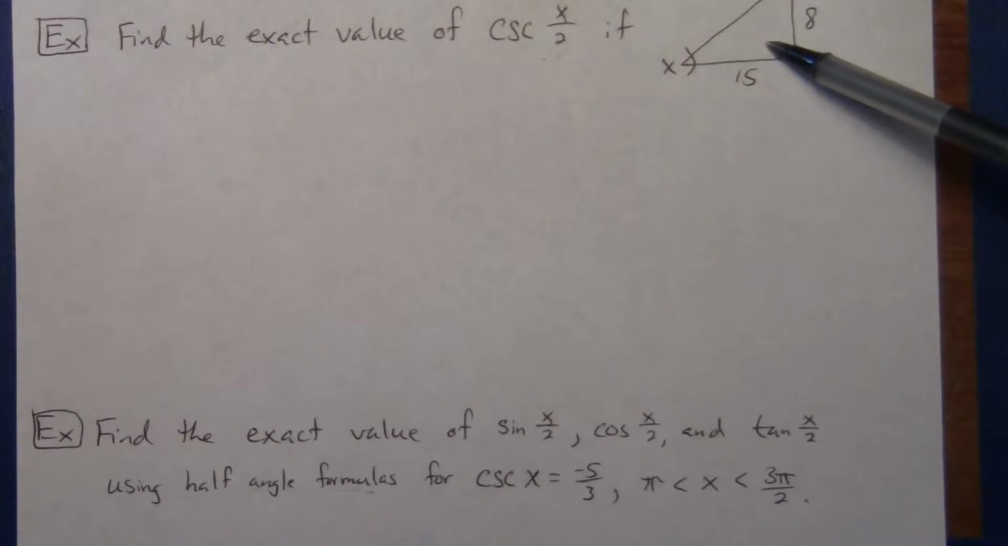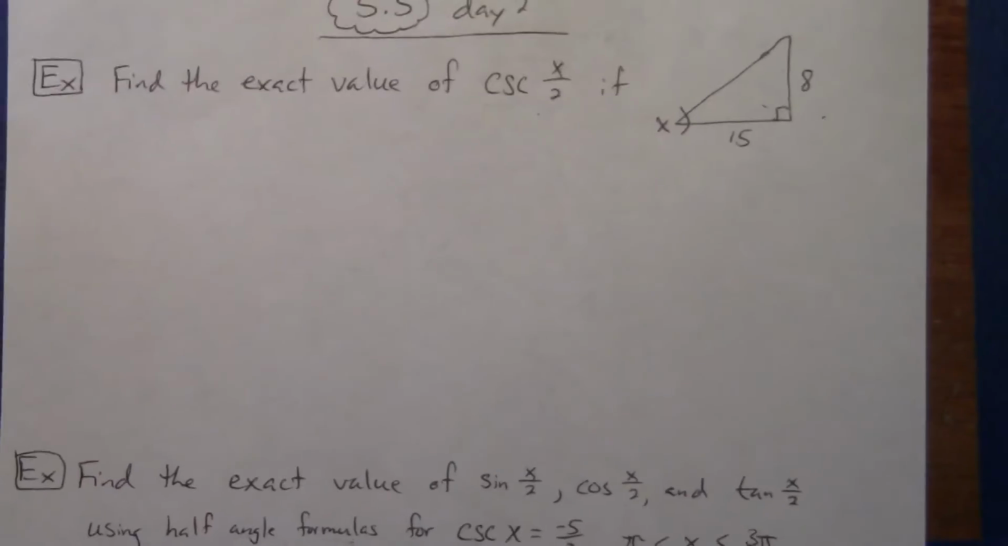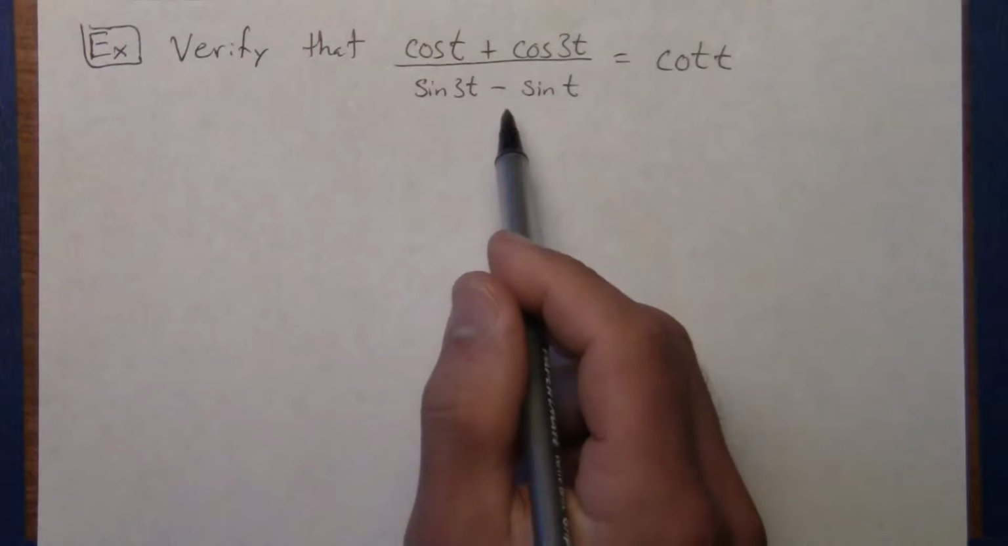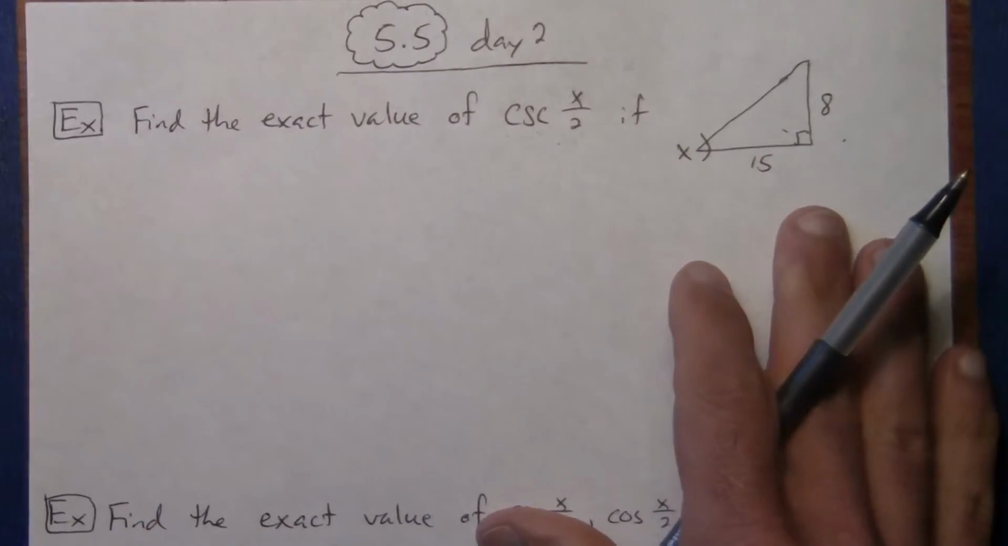They gave me the triangle, they gave me enough information to draw the triangle. So very similar in terms of what they're doing. And then the last one is going to be a verifying problem, which deals with one of the identities that we learned in section 5. Alright, so let's start with the first one.